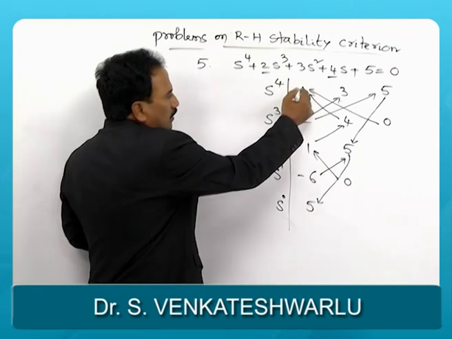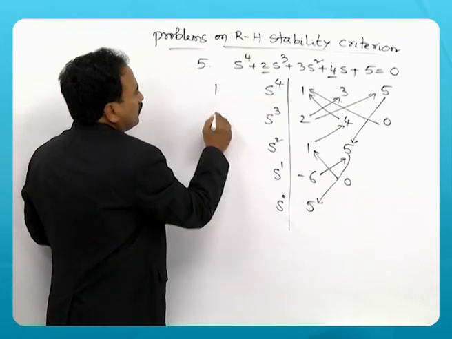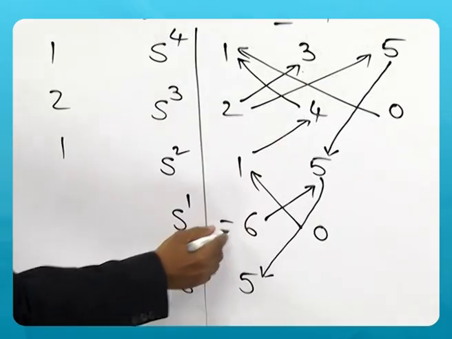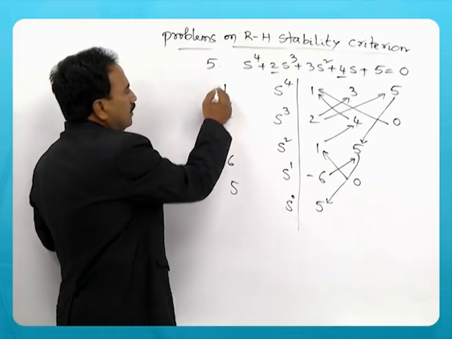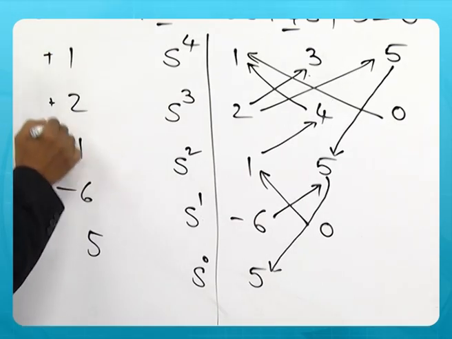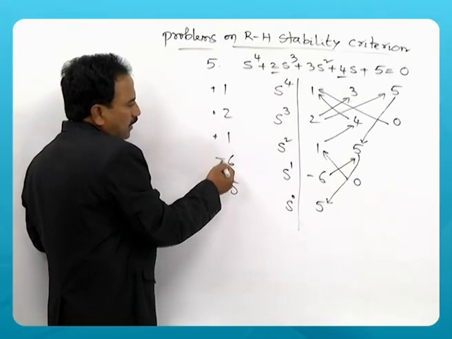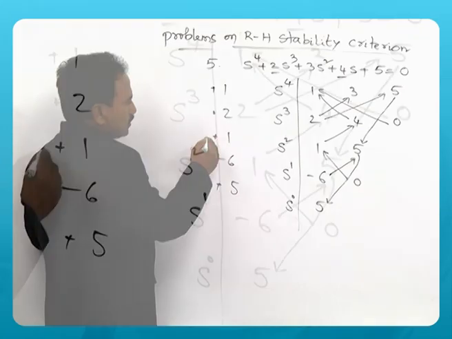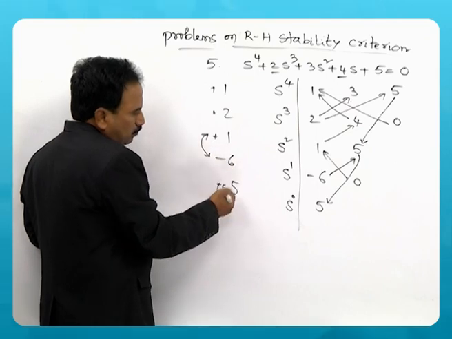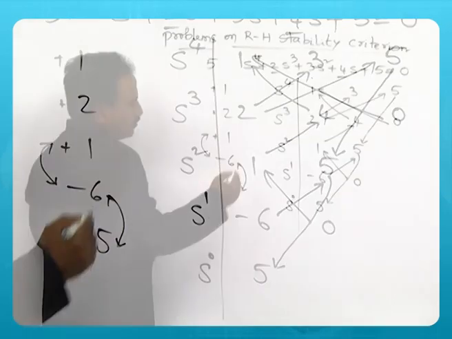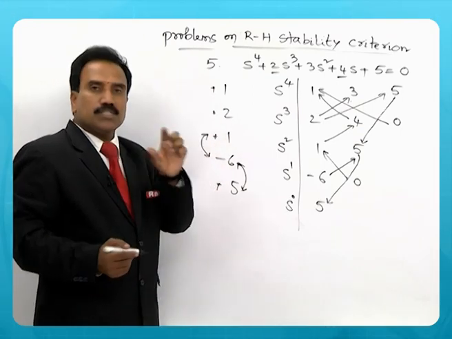Now look at the first column of the elements. The first element is 1, then 2, then 1, minus 6 and then 5. So you know that they all have a plus sign and this is also plus. So there is one sign change here from plus to minus, and another sign change from minus to plus. So I can say that there are two sign changes in the first column.